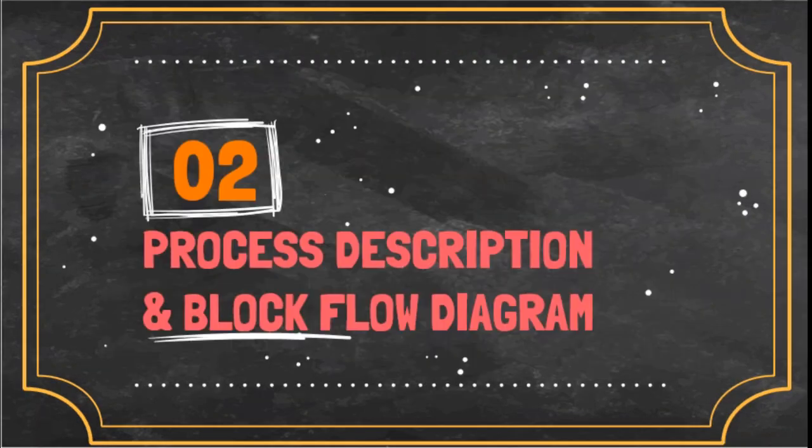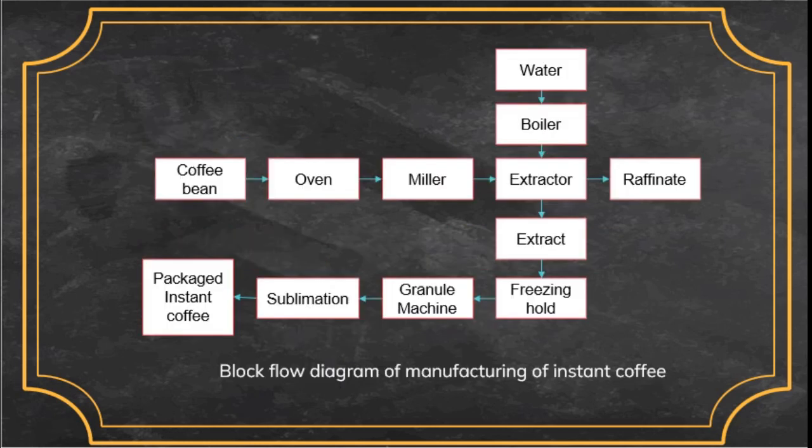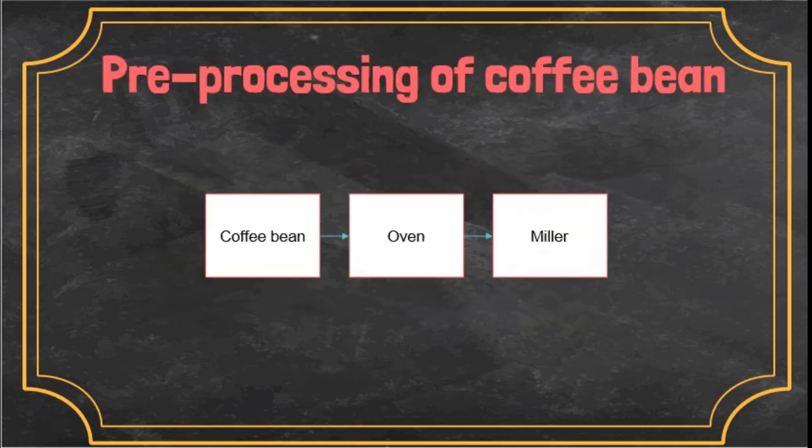Hello, my name is Muhammad Ajmal and I will be explaining the process description and workflow diagram of the manufacturing of coffee bean into instant coffee. So this is the block flow diagram of the overall process that will happen when manufacturing instant coffee. I will be explaining from coffee bean and water into its end products, which are raffinate, extract, and packaged instant coffee.